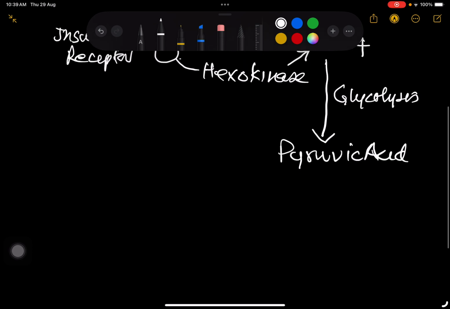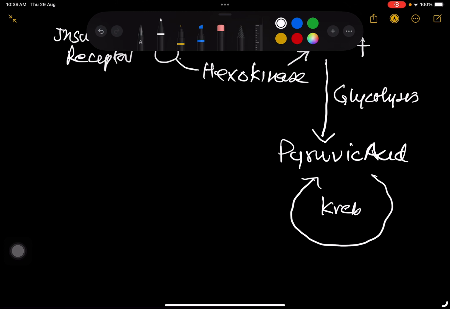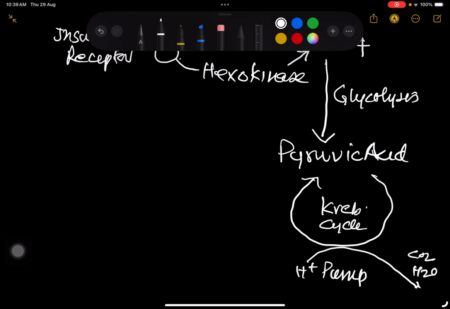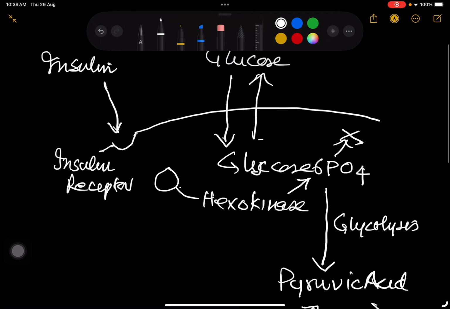The pyruvic acid will make 38 ATPs going through the Krebs cycle and by the electron transfer or proton pump, and that will convert the glucose into CO2 and H2O. So this is the normal cycle of glucose.